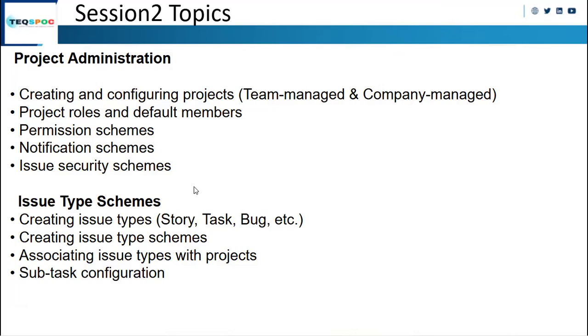Second, we will cover what the different types of issue types present in the project are, how we can create a new issue type, how we can assign this new issue type to the respective project and do the configuration. And also we will see how to create a new subtask and how we can add this new subtask to the respective project and integrate it.